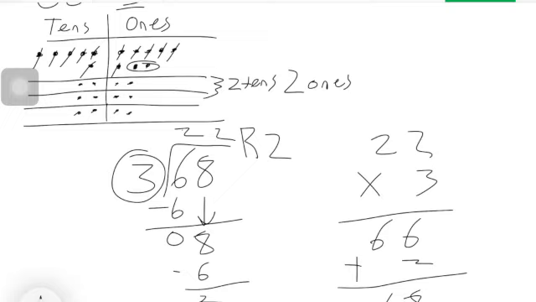Okay, so you're just going to be looking at doing some of this stuff, kind of breaking it up and evenly splitting up the place value discs, okay?